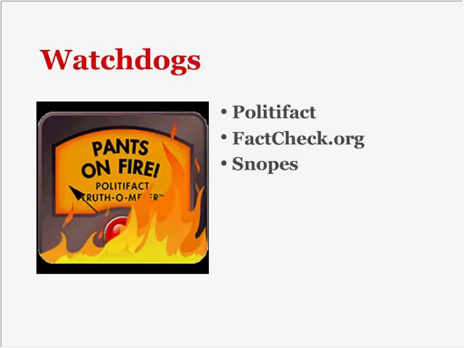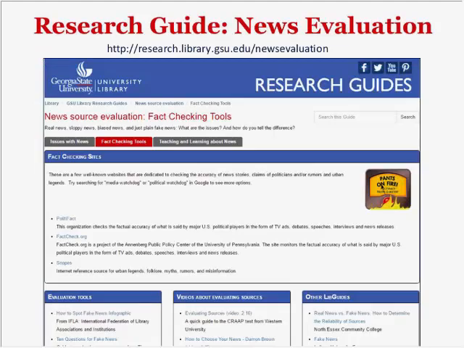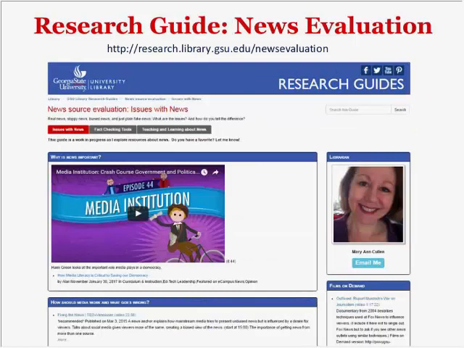There are watchdog groups that try to fact-check these things. These are some of the well-known ones: PolitiFact, factcheck.org, and Snopes. Now, there are people who find these biased also, but there is an attempt there to present actual information. I have put together a news evaluation guide at this URL: research.library.gsu.edu/news-evaluation. It includes these three fact-checking sites, as well as some other evaluation tools. I've also included on this guide a whole bunch of different videos and articles and different kinds of media about different aspects of news evaluation.